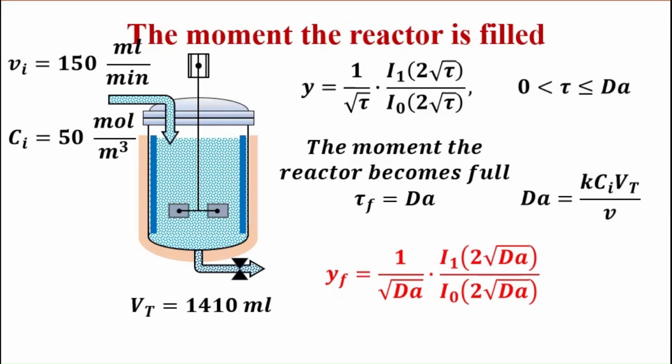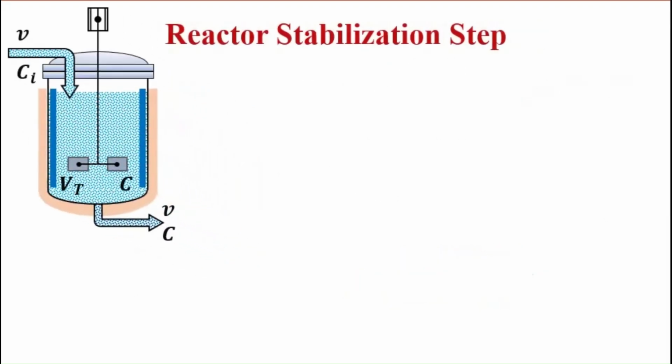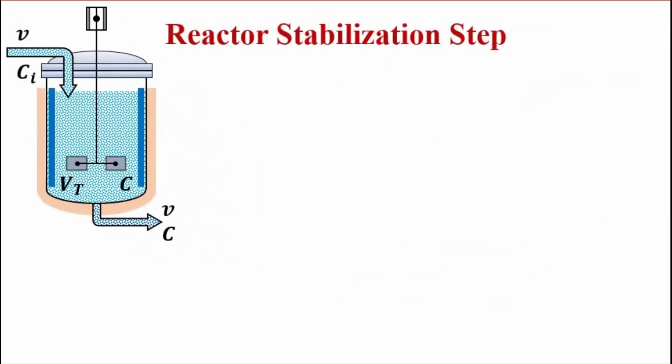After the completion of the first stage, when the reactor is fully filled, the process enters the second stage. During this stage, the inlet feed flow remains unchanged, while the outlet valve is opened such that the inlet and outlet flow rates are equal. As a result, the volume of material inside the reactor remains constant and equal to the reactor volume.